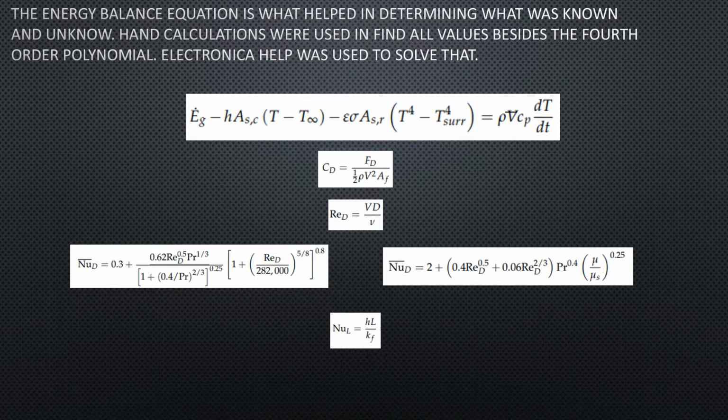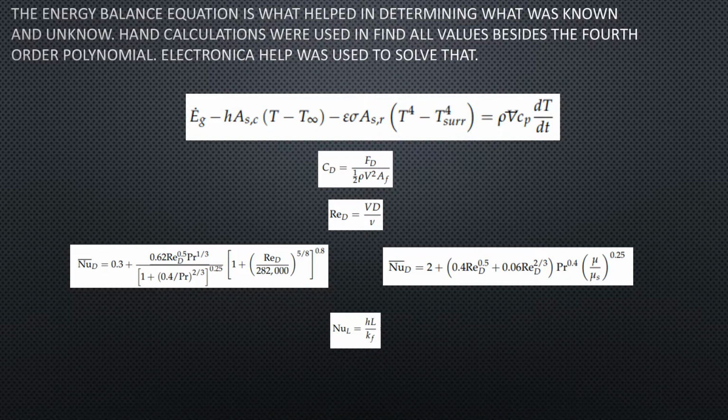Notice that in these equations, they are functions of Reynolds, Prandtl, and mu sub s. All the values will be calculated at the film temperature, which is just the surface temperature of the Flash and the ambient temperature, and take the average of that. However, the mu sub s will be taken at the surface temperature of the Flash.